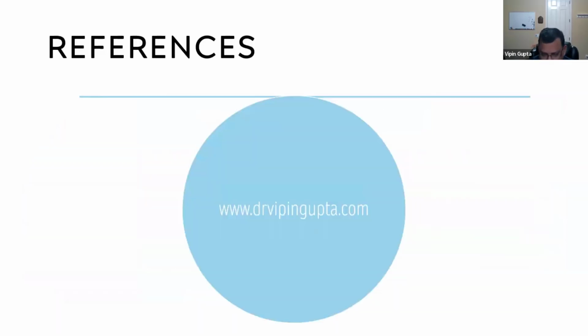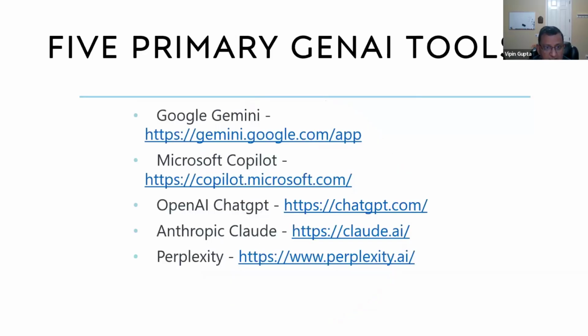You can find more details on my website. I have written 16 books on this area. Now I'm going to share 5 Gen AI tools that will be useful in your research. Google Gemini, Microsoft Copilot, OpenAI ChatGPT, Anthropic Claude, and Perplexity.